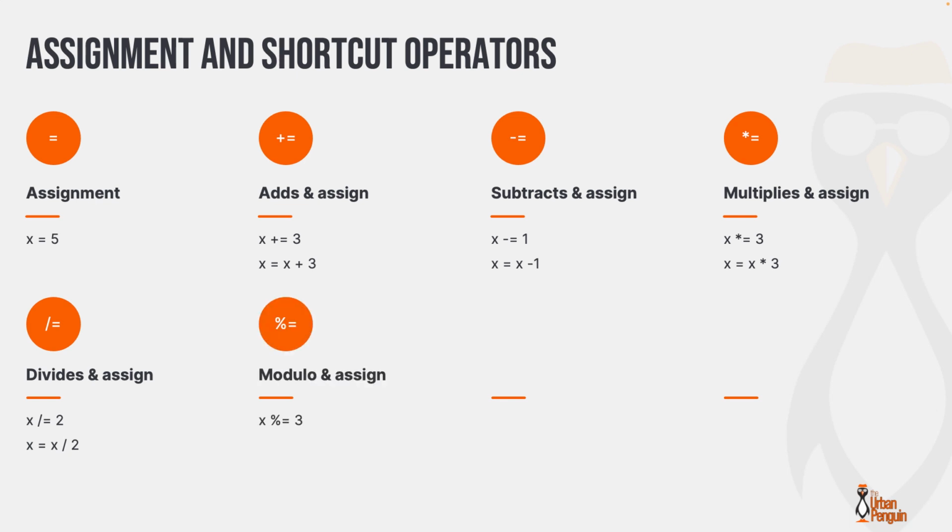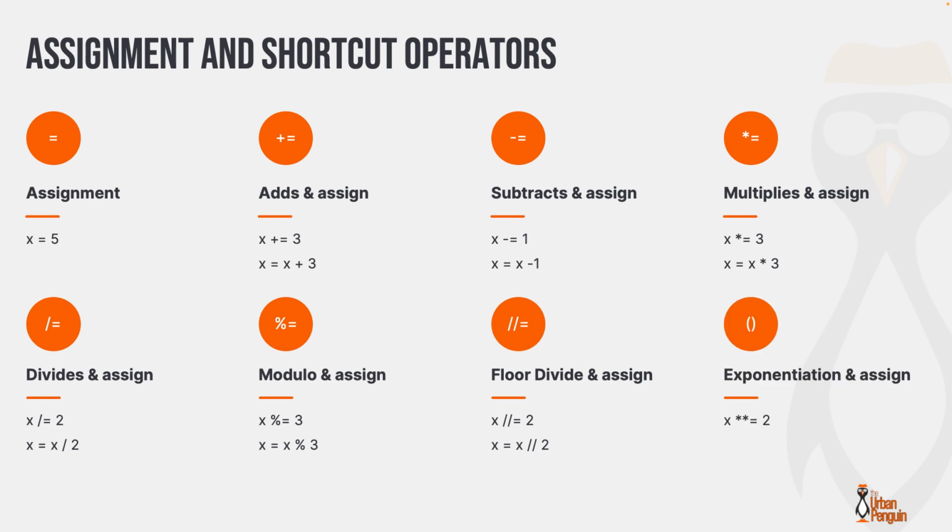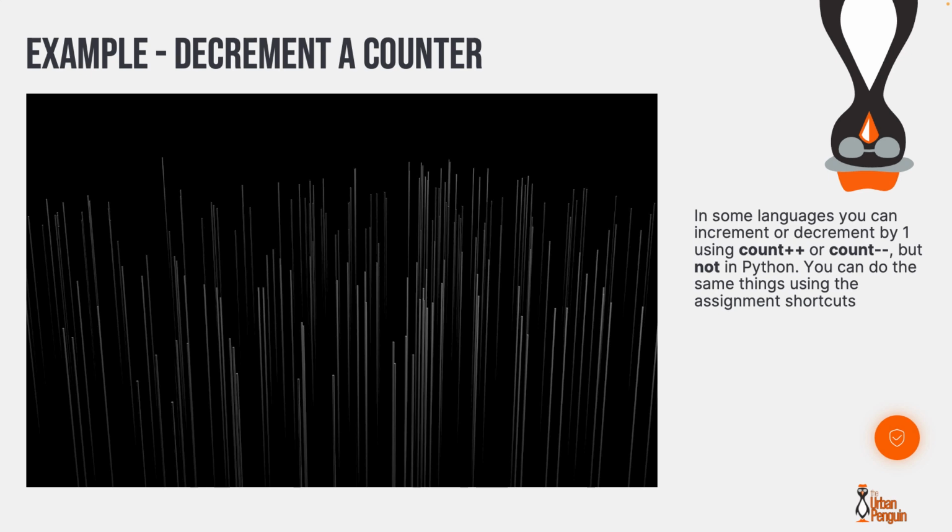And modulo assign: x modulo equals 3 is the same as x equals x modulo 3. Same as our floor division. So x equals x floor divided by 2. And when we look at our exponentiation and assign, we can go x exponent equals 2, which is the same as x equals x to the exponent 2. We can work through an example of this.